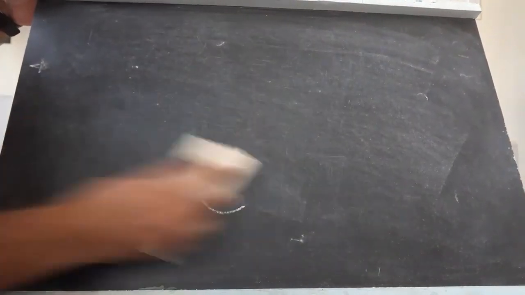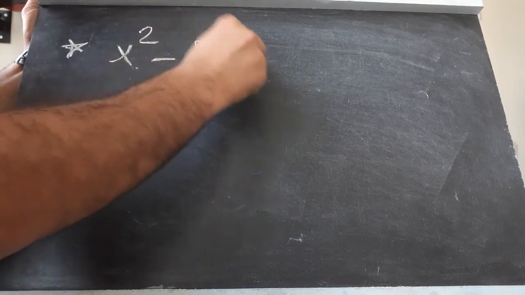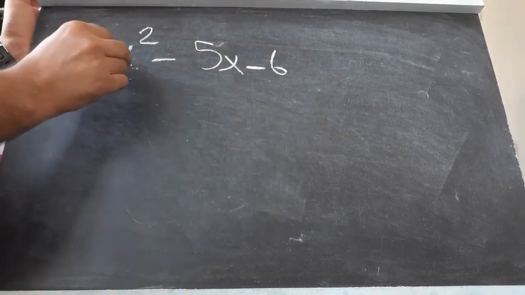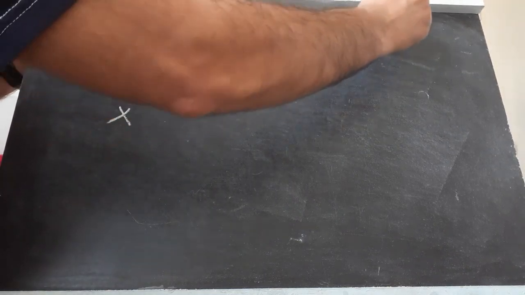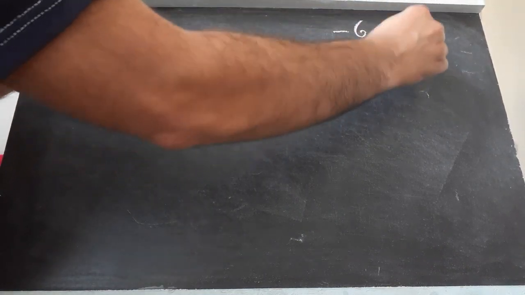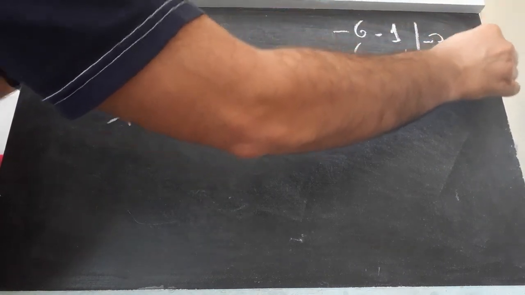The other example is x squared minus 5x minus 6. Again, factors of this: x times x. For this one, again I have 6 times 1. I have 6 times negative 1. I have negative 3 times 2. I have 3 times negative 2.